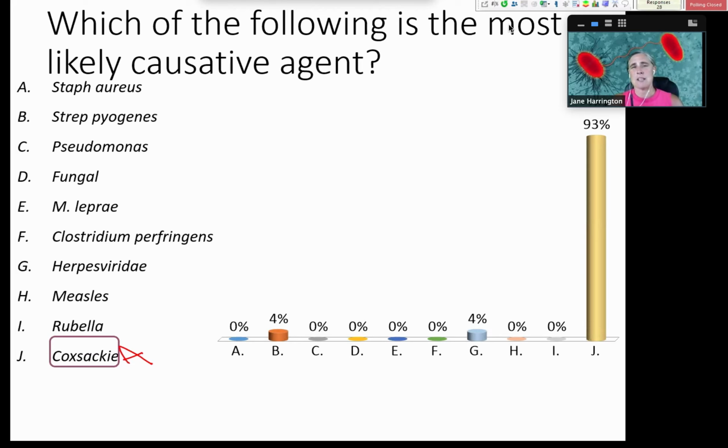And so how do we tell the difference between Coxsackie A herpangina versus herpes simplex, which I don't think you've studied yet? You just have to know the biology. So herpes is going to be DNA enveloped, versus Coxsackie is going to be naked RNA.